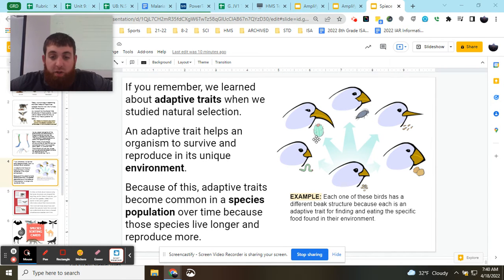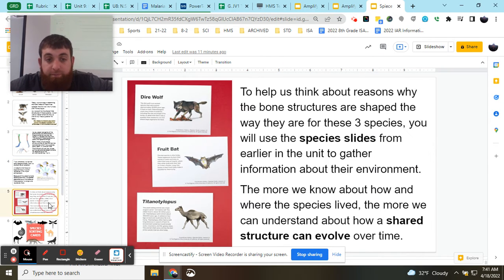So, for example, each one of these birds has a unique beak, even though they have different structures. They're each adaptive for the different food that they find in the environment, whether it's the big beak for the strong walnuts or the pointy beak to get inside of the cactus. Each one has its different purpose for its different environment. Now, because these traits are adaptive for each of their environments, we know that they become common in the species population over time because they're able to live longer and reproduce. So these types of birds are able to live longer because they can eat the specific food in their environment.